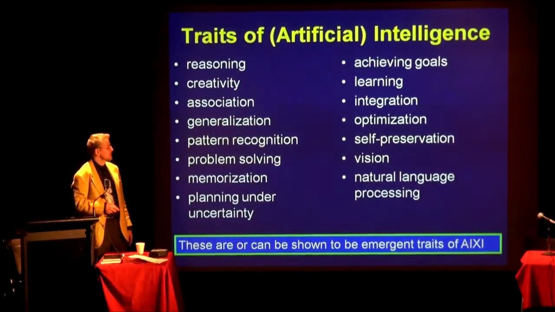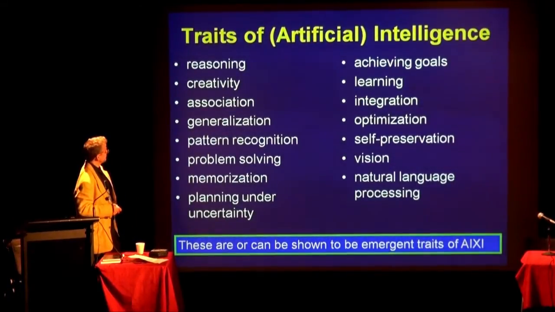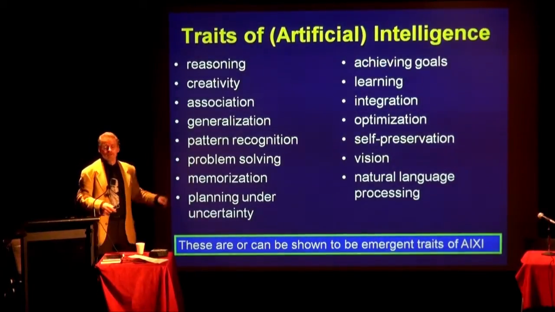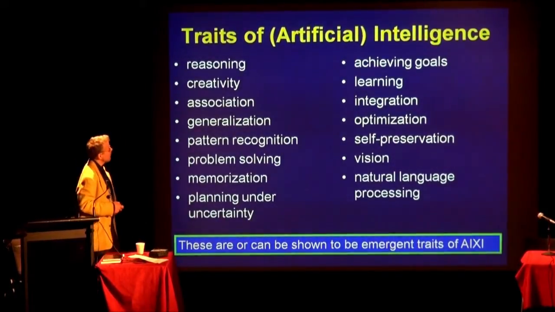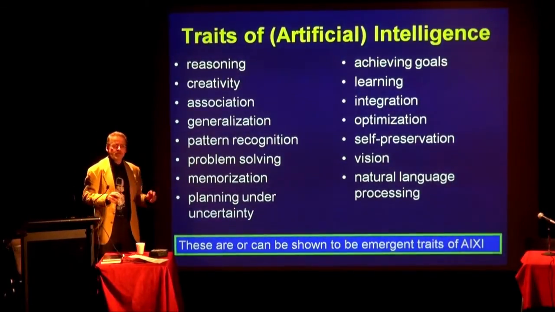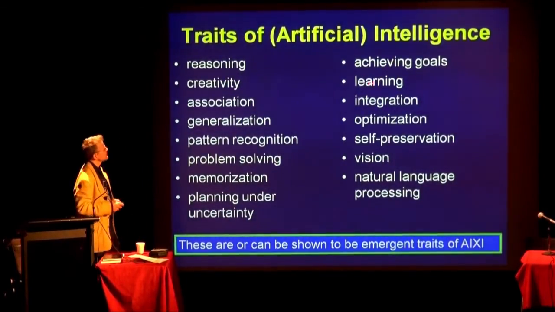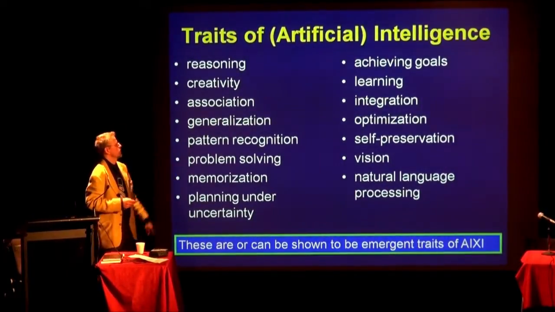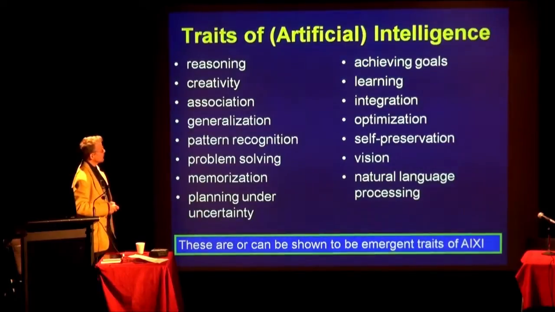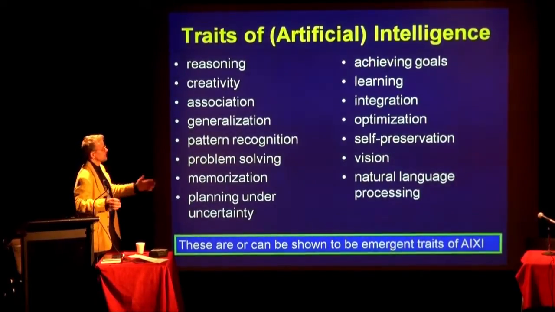Right? Memorization is built in. You remember the whole history and compress it. That's fine. Planning and uncertainty is built into the expectimax tree. Tick. But what about the others? Learning is built into the Solomonoff distribution. It's not so clearly visible, but you rule out the wrong environments. That's also fine. Achieving goals, yes, you want to maximize reward. That is close enough. I talked about vision and language, that these are interface fields. But let's pick reasoning.